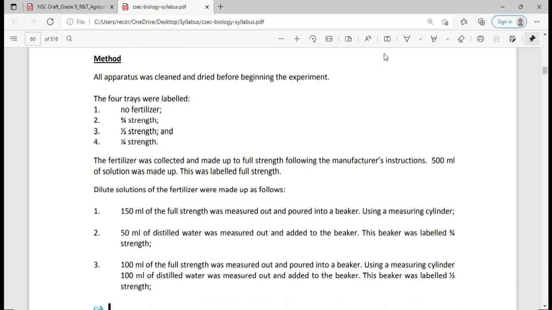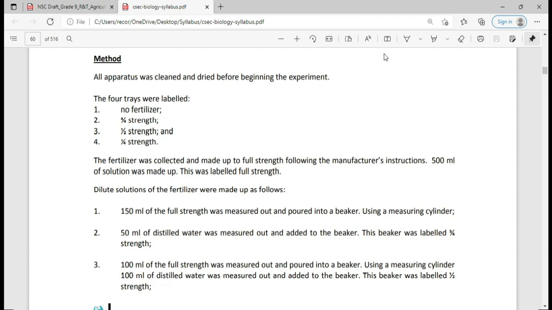And remember, this is just pretty much a change in tense. It's the same method that you had for the planning and designing or for the proposal that you're going to be using in the implementation. Look at the change in tense. All apparatus was cleaned and dried before beginning the experiment. The 4 trays were labeled, and you're seeing them 1, 2, 3, 4. The fertilizer was collected and made up to full strength following the manufacturer's instruction.